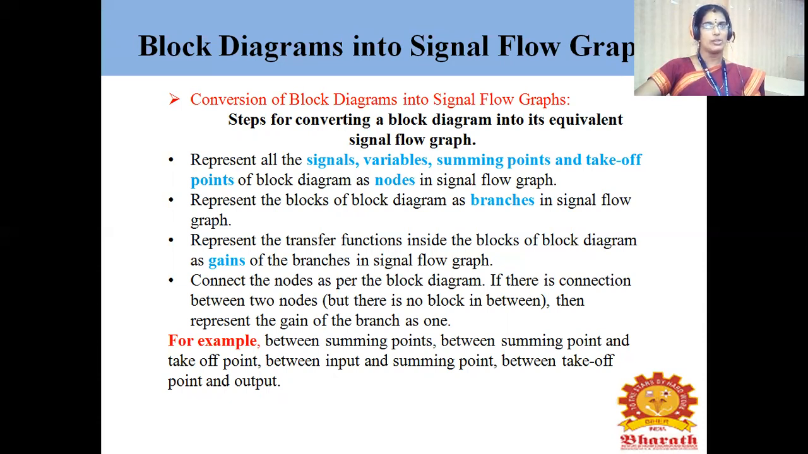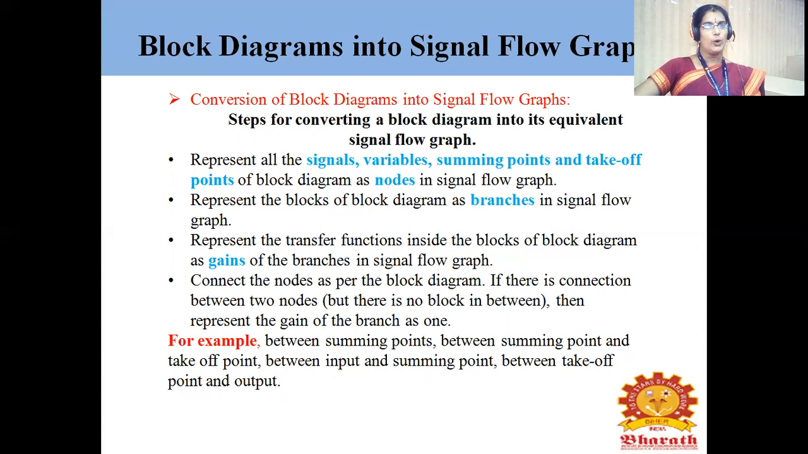If the gain block has not been connected between any 2 branches, that is between summing points, or between summing point and branch point, or between input and summing point, or between branch point and output, if there is no gain, we'll be marking an arrow and represent it as a signal of 1. That is, gain is equal to 1 we are going to consider. That is the last point which I have given here.